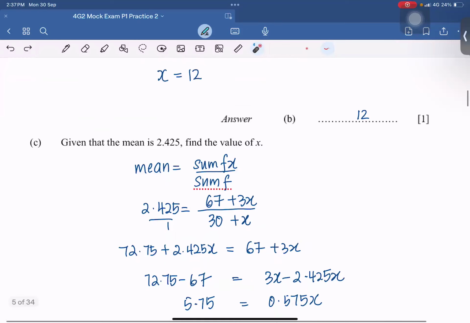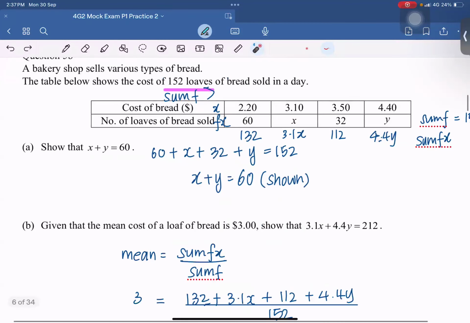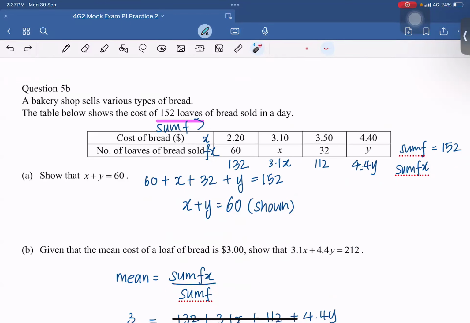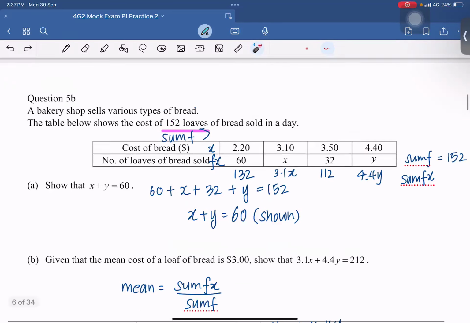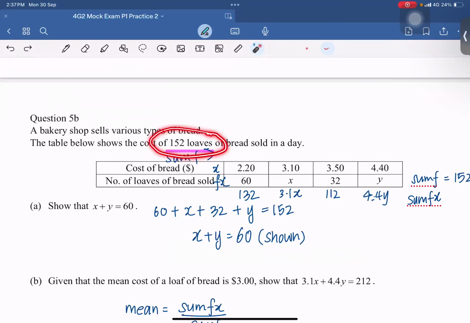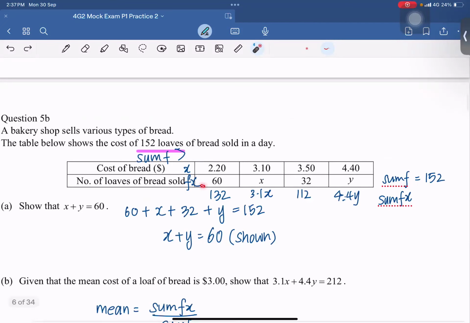Next type, that is for equation cross multiplication, right? And then the next type, this is for simultaneous equations. Okay, for this question here, this question is actually quite tricky. It says that the total cost of 152 loaves of bread. What is this 152 loaves of bread?